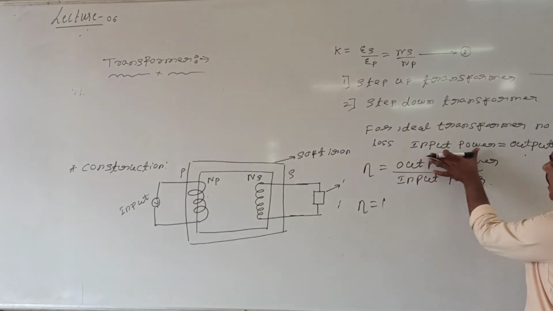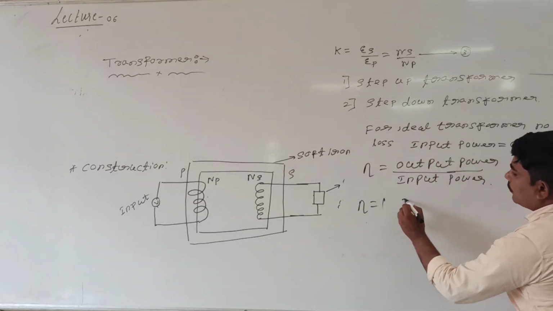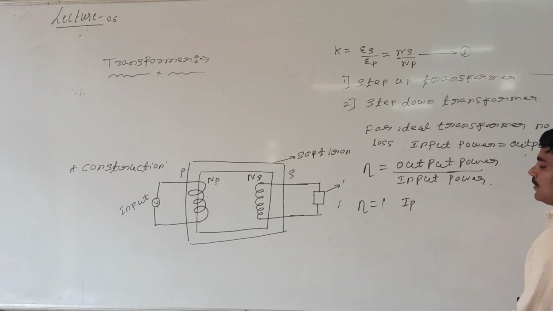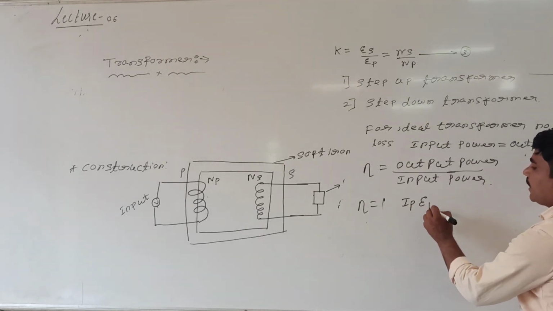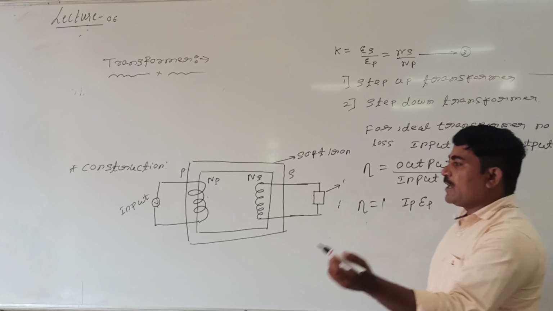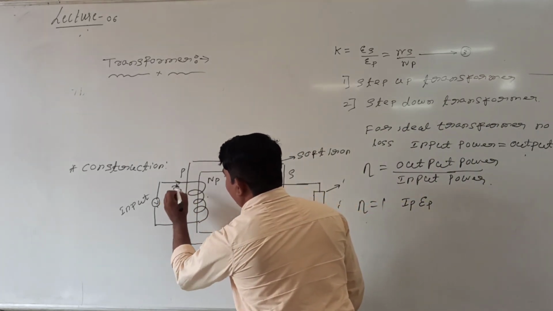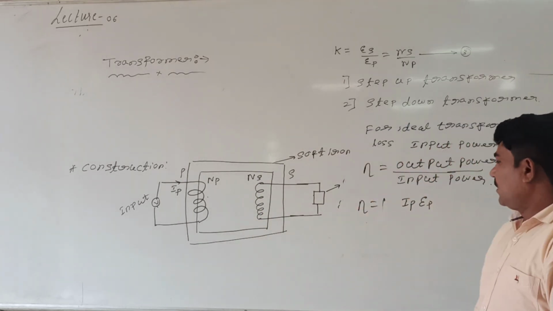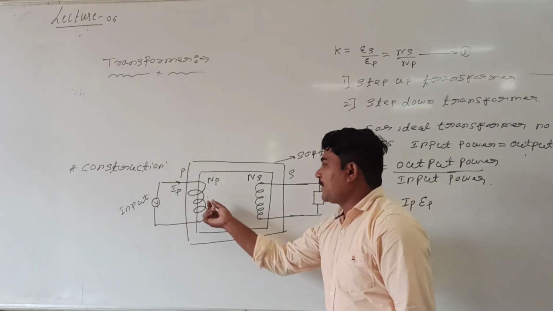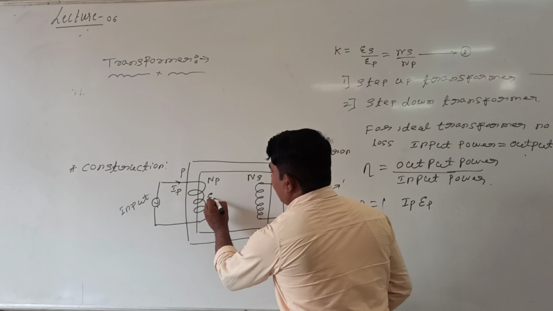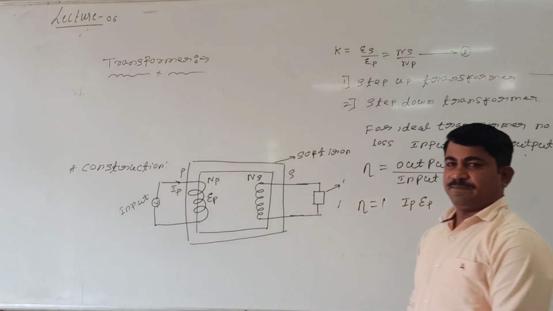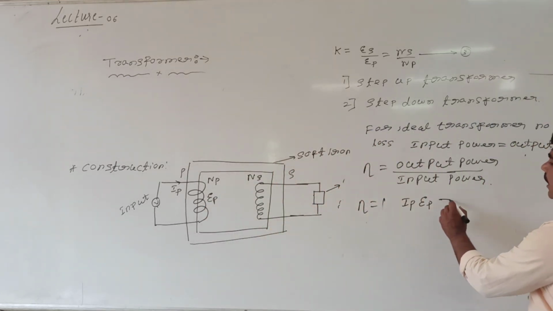See here, input power, how do we take it? Input power is equal to the current in the primary coil times the voltage in the primary coil. In the primary coil, this much current can flow, and this much EMF can be induced. So in the primary coil, this much EMF is induced, right? That is the input power.